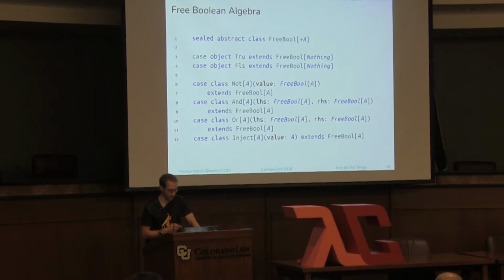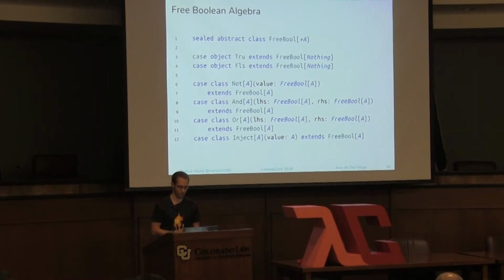OK, so let's define our AST. We have our sealed abstract class FreeBool, and we have our case object for the true case. We have a case object for the false case. We have the case class for not, we have a case class for and, we have a case class for or, and we have our inject case.